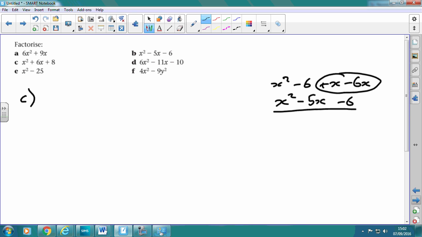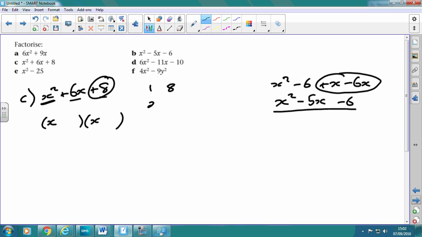Question C. x squared plus 6x plus 8. And again, we've got an x squared, we've got a number of x's, and we've got a number, so it's going to be 2 brackets. Now, something times something makes this x squared, so that's going to be x times x. Something times something makes 8, so it's either going to be 1 and 8 or 2 and 4. And there's no shame in just writing down your workings here as well. Now, one of these pairs here, either the 1 and the 8 or the 2 and the 4, is going to add together to make this plus 6x. So, plus 2 plus 4.